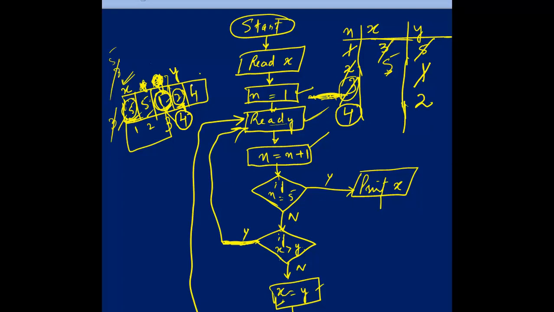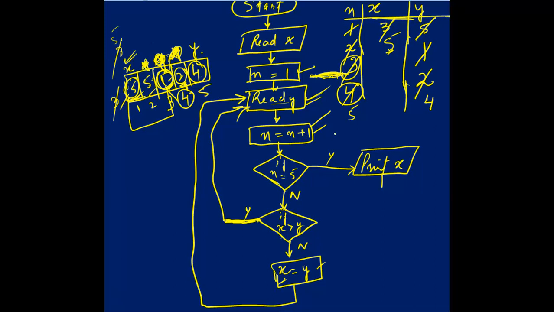So we will read the next number and assign it to y. We will read this 4 and assign this value to y. So the previous value of y, that was 2, will be replaced with 4. And again n will get its increment. So the value of y will be equal to 4 here, and the value of n will be 5 because it has been incremented.